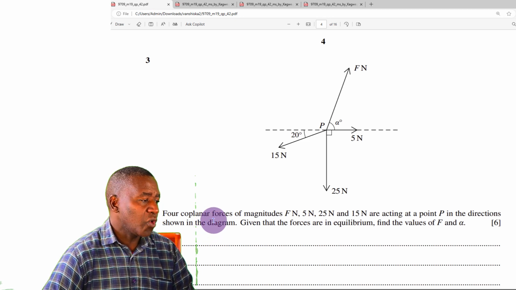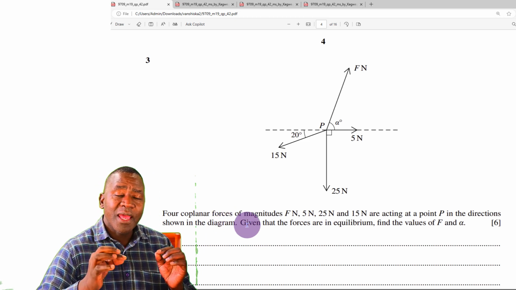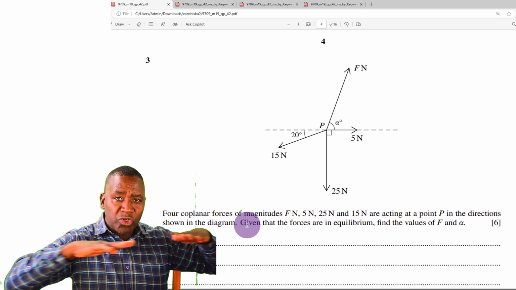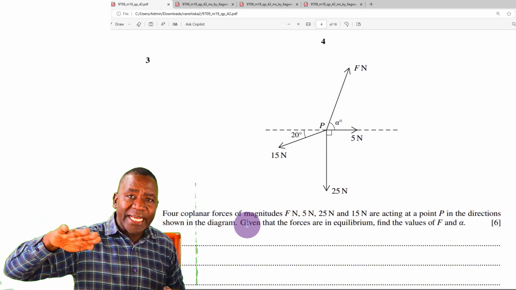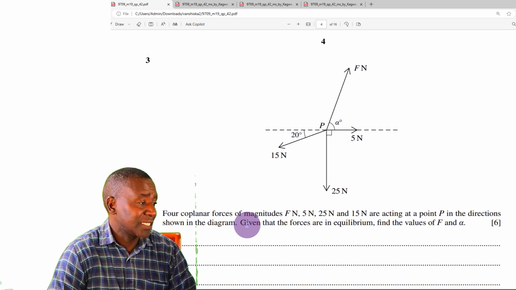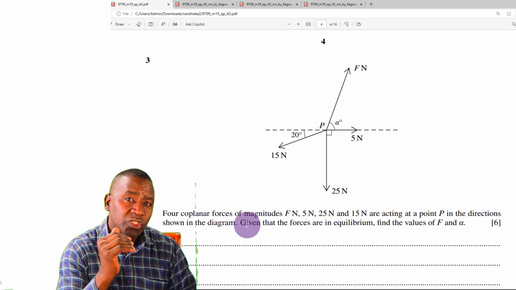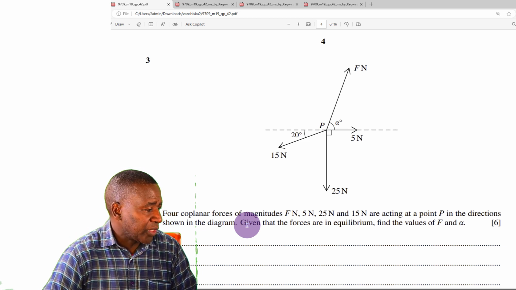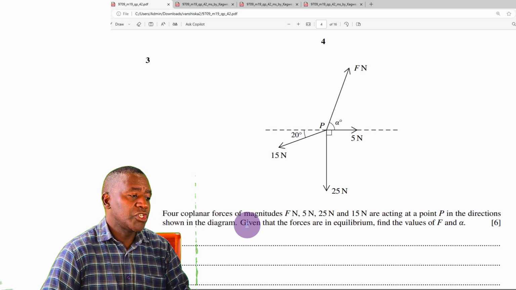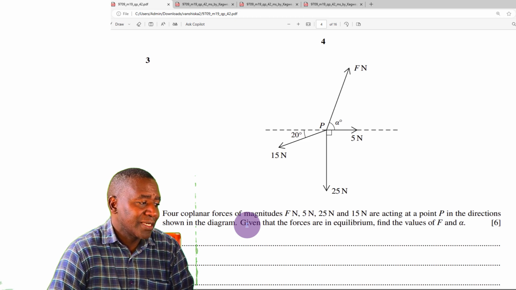We are given 4 coplanar forces, and before I go very far, coplanar forces are forces which are in the same plane, maybe in the horizontal plane, vertical plane, inclined plane, something like that. You should be able to understand the meaning of that term, because it appears from time to time. Coplanar forces: in the same plane. Okay, we've got 4 forces of magnitude F, 5 newtons, 25 newtons, and 15 newtons acting at a point P in the directions shown in the diagram.